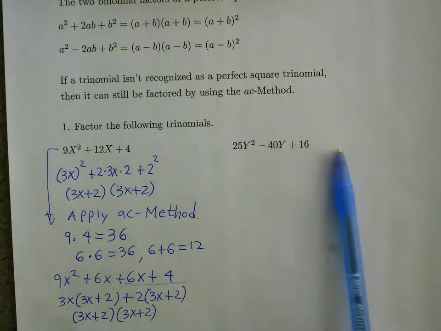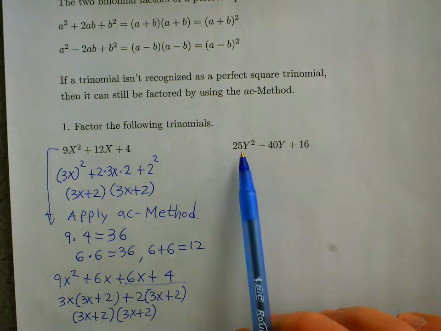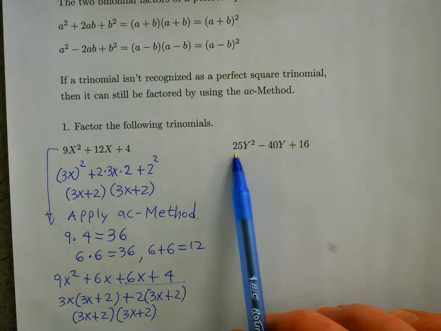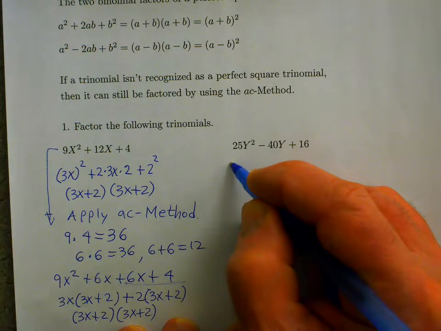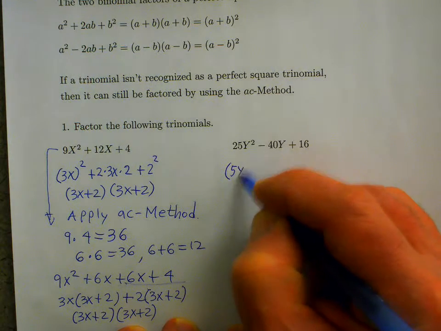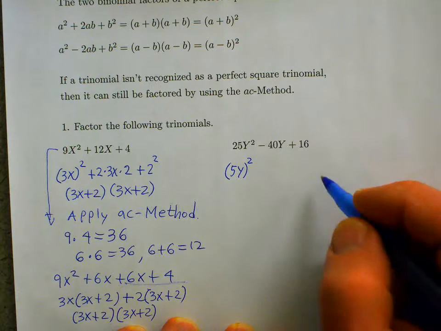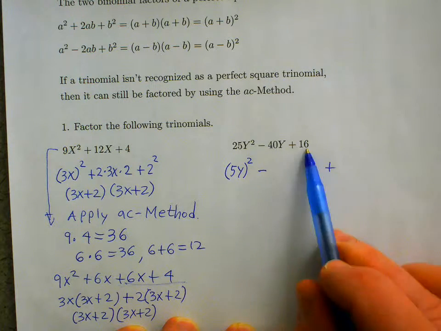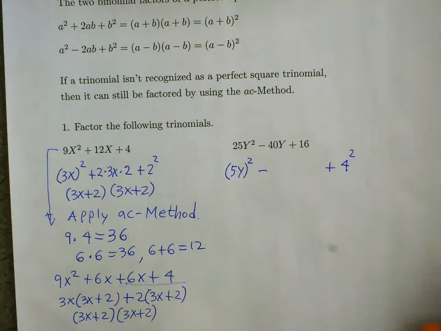Okay, here's a trinomial. Keep in mind, though, if it's a perfect square trinomial, the term on the left is a perfect square, like this one. 25y squared is considered a perfect square because we can square the term 5y to get 25y squared, plus 16. 16 is a perfect square because when we square 4, we get 16.